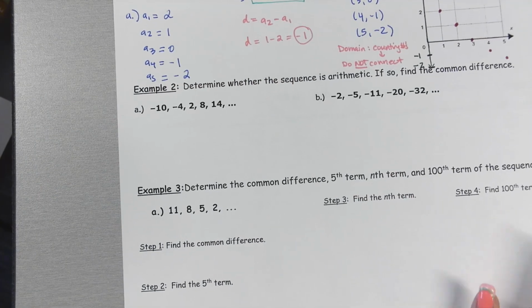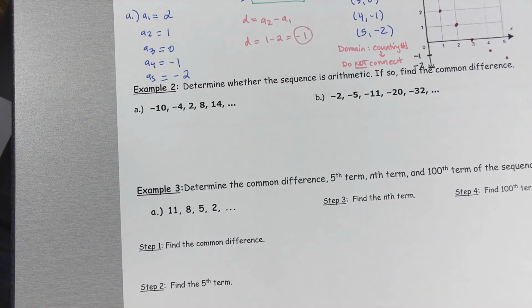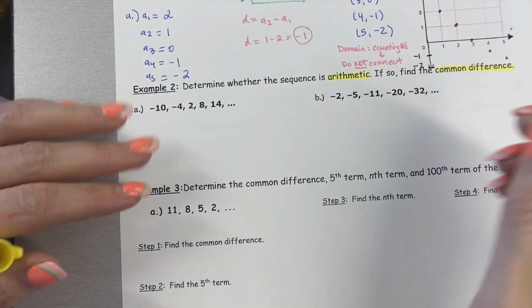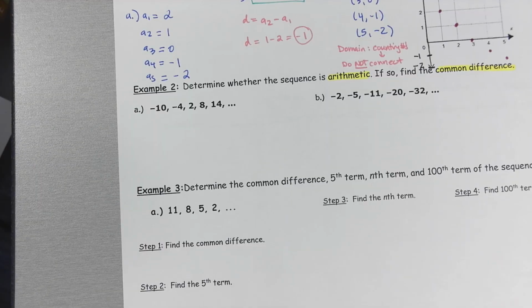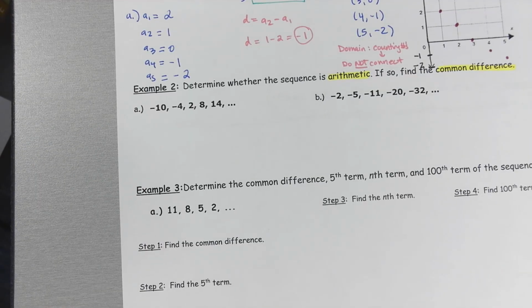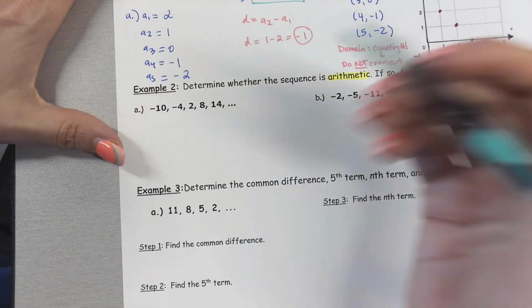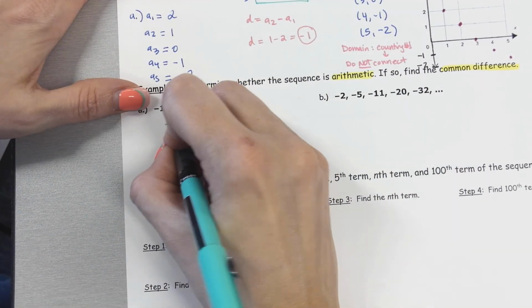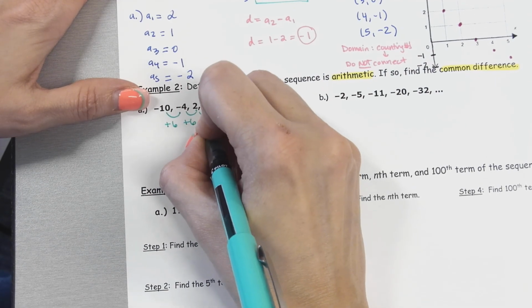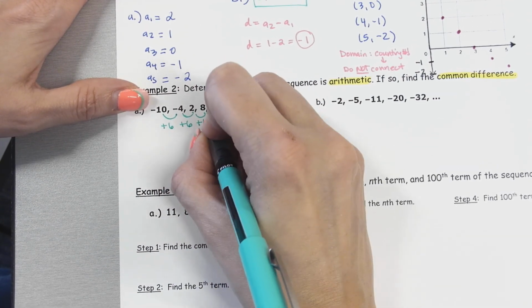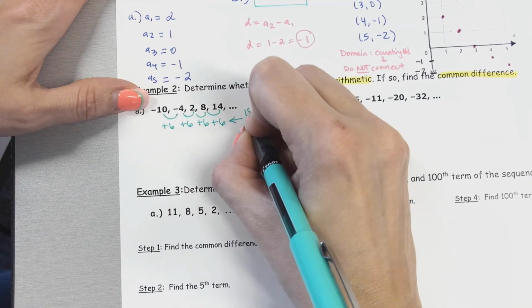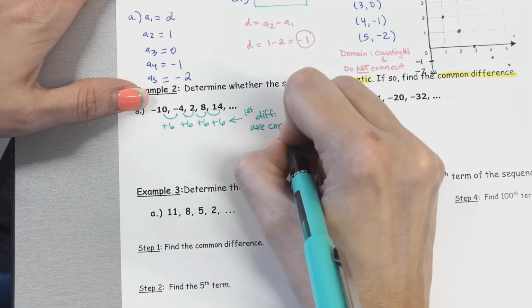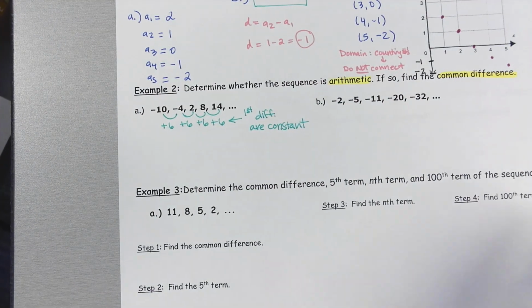All right, and then example 2, we have to determine whether it's arithmetic. And if it is, then we find the common difference. Okay, so all we have to do is see if the first differences are the same. A lot of times you're going to be able to tell right away. So to get from -10 to -4, we'll just add 6. Same thing from -4 to 2, 2 to 8. So if the first differences are constant, okay, then it is arithmetic, it is linear.